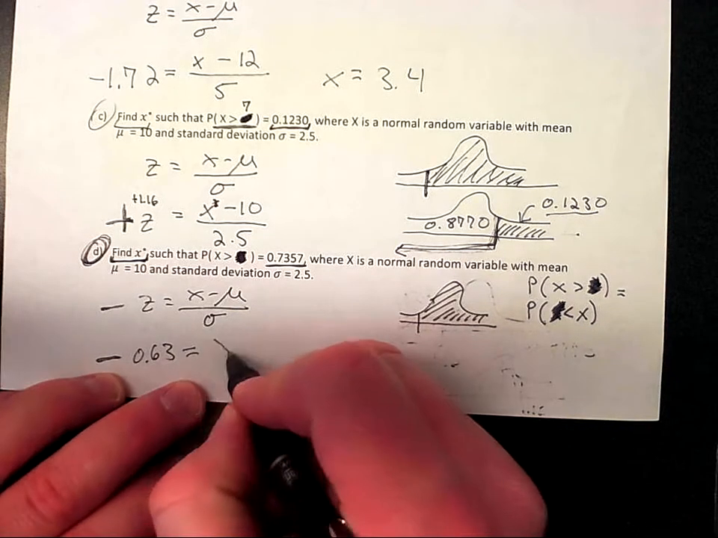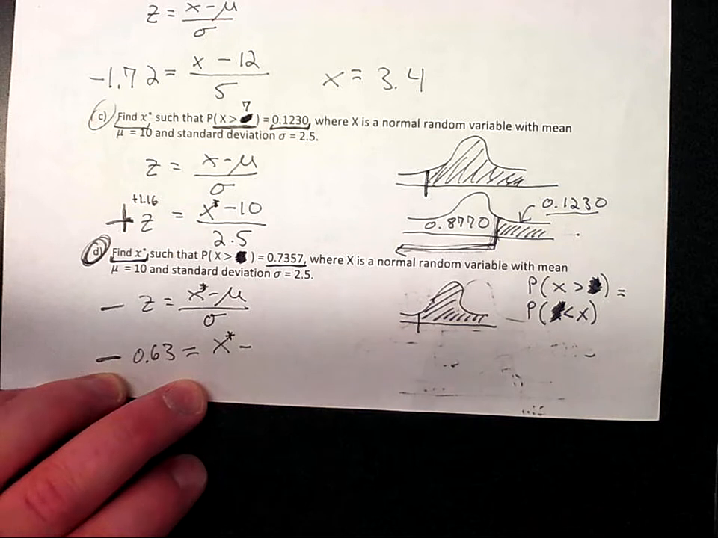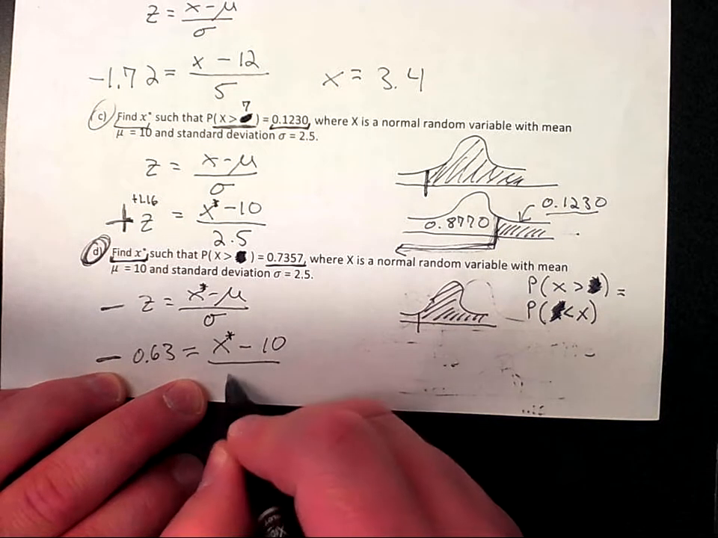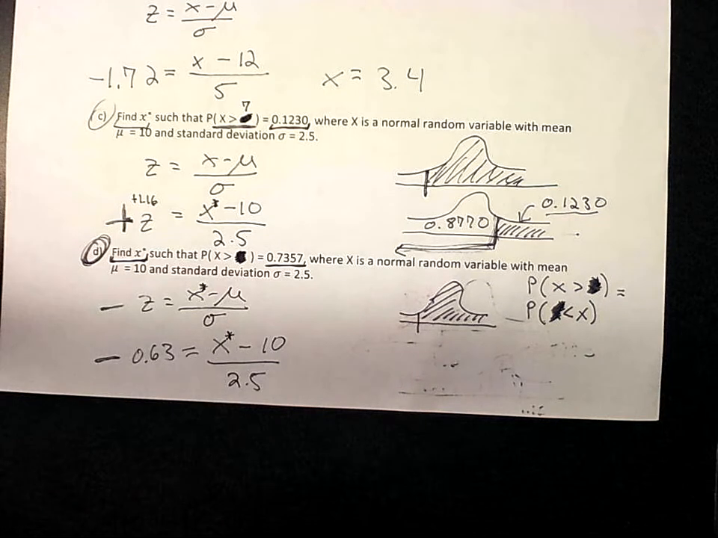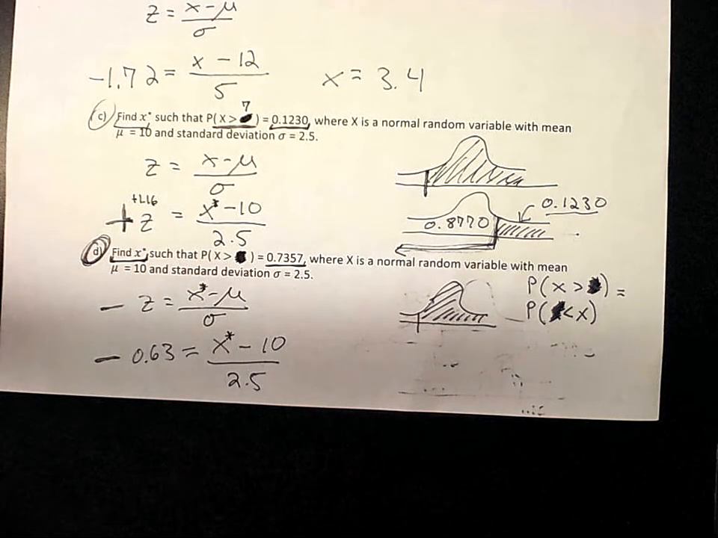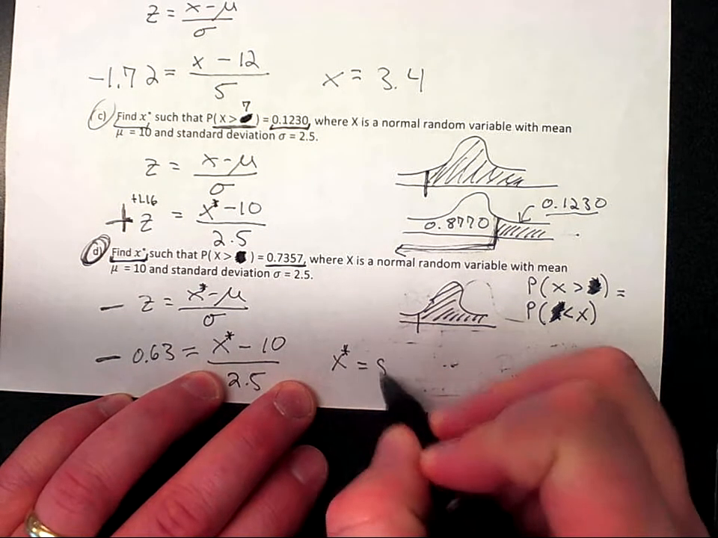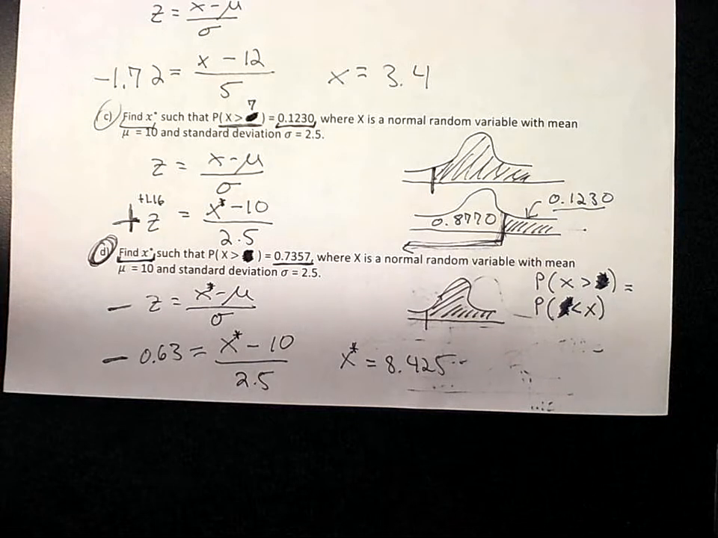We're still trying to solve for x, or like our problem calls it, x star. But in this problem, we're also given the mean, which is 10, and we're given the standard deviation, which is 2.5. So at this point, it just becomes arithmetic. Right? Is everybody good with this? If you do this arithmetic, you should end up with x star being equal to 8.425. All right. How do you guys feel about this?